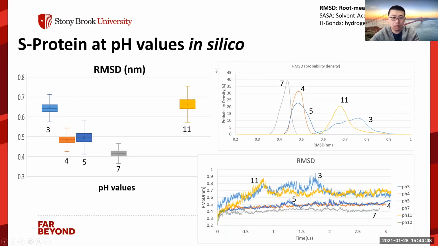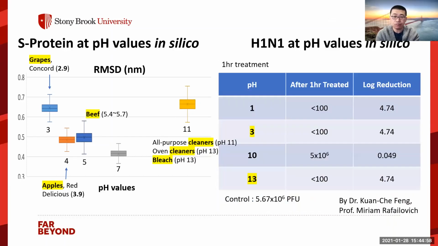And so here, this is the result for the MSD values for the spike protein at pH 3 and 11. And similarly, our lab bench team conducted the experiments for the H1N1 at different pH values. For the low and high pH values, we see a dramatic, big value for the log reduction, which means that a majority of the virus was already killed in that case.